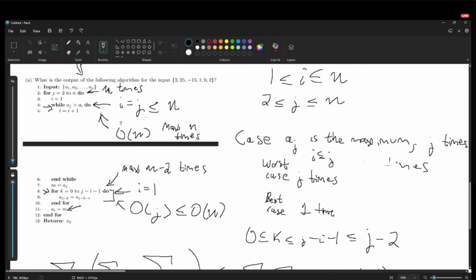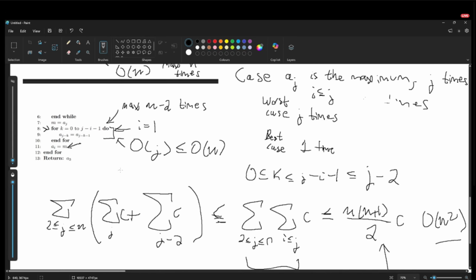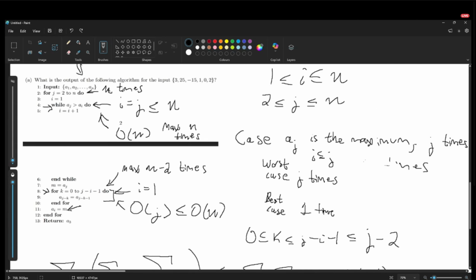But because j is bounded by n, it goes from 2 to n, and you just subtract i, which starts at 1. But you can basically approximate it to n. It's bounded by n. You don't need to know exactly what it does. I don't know if that's making sense.